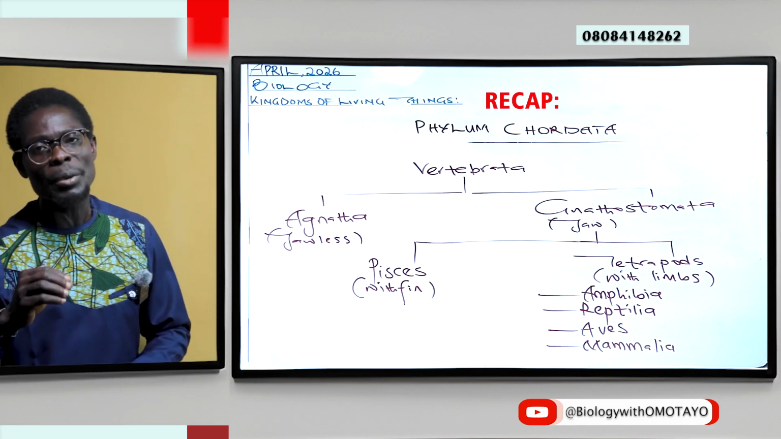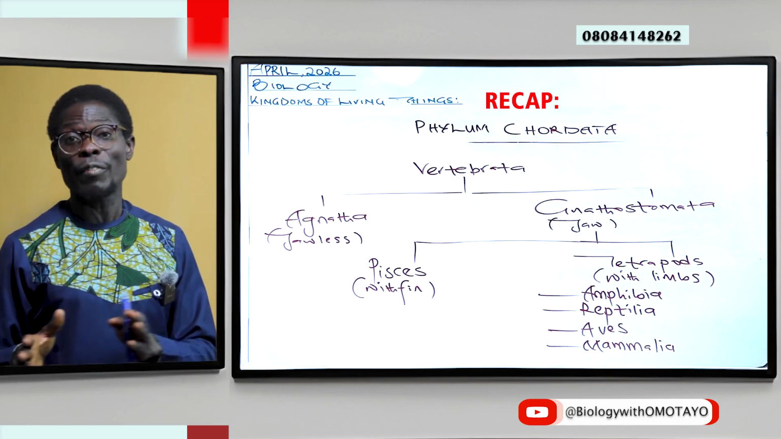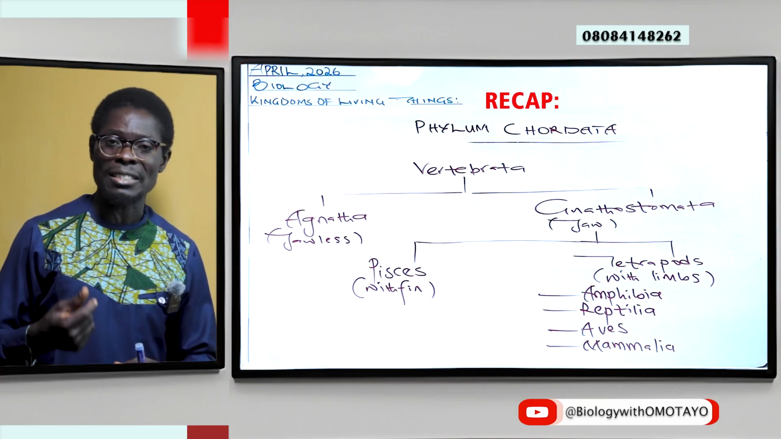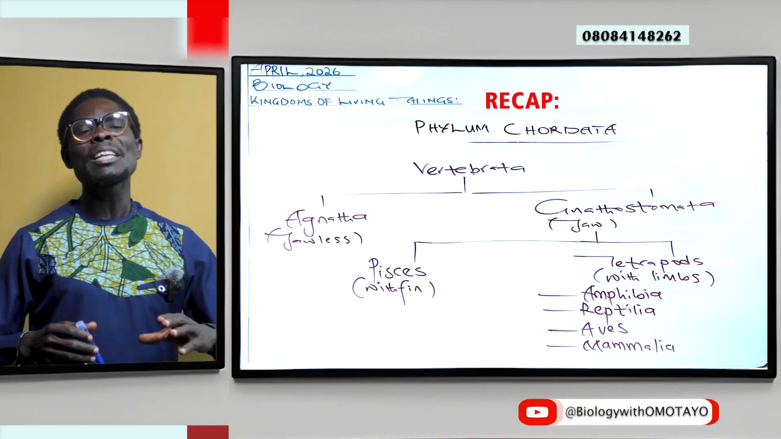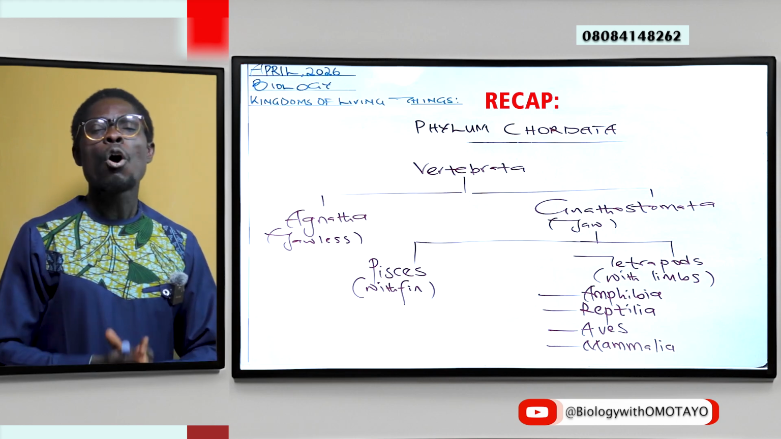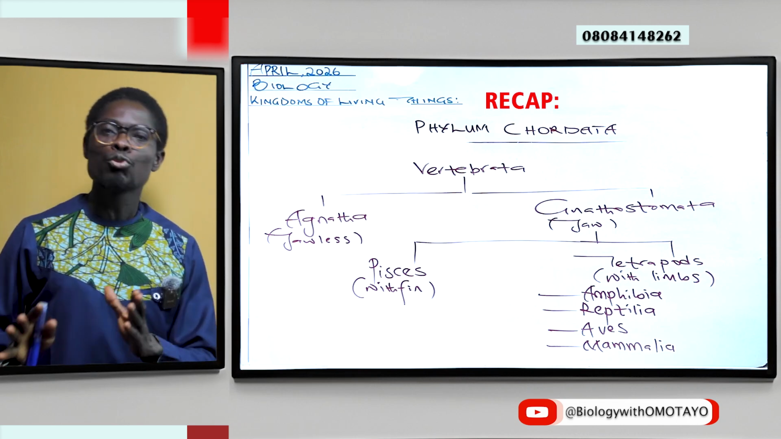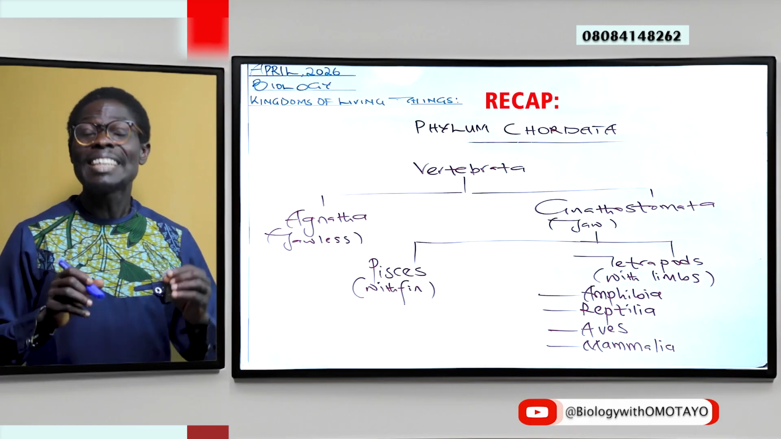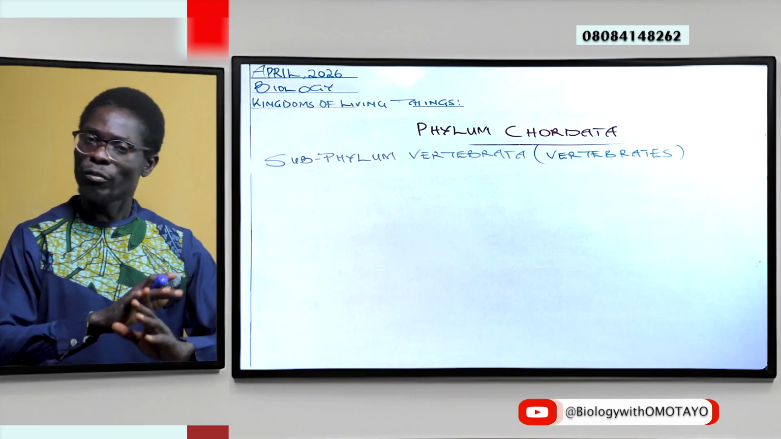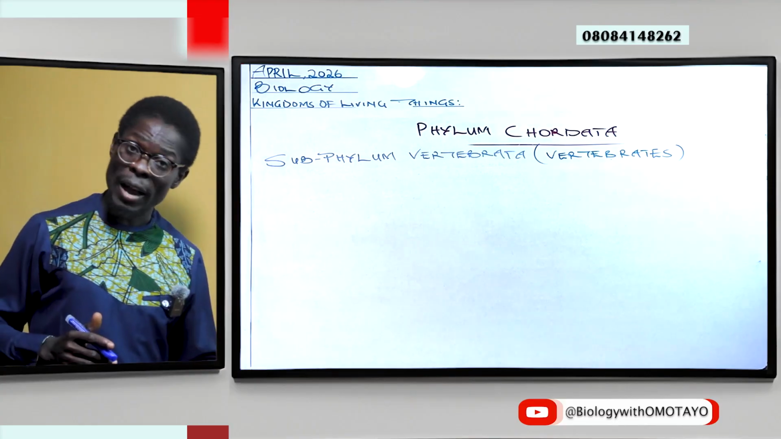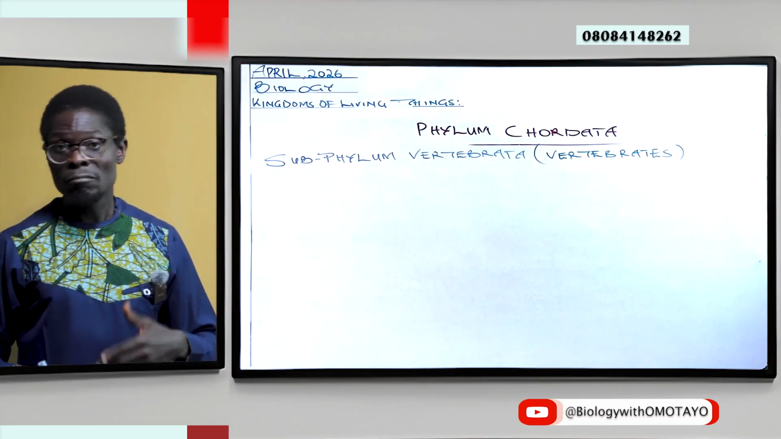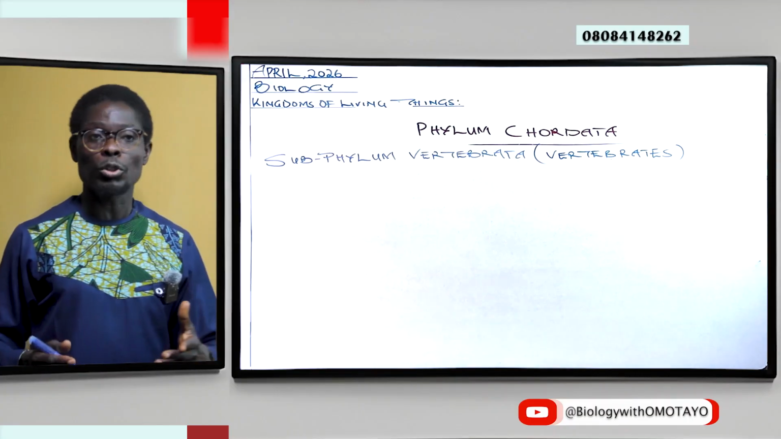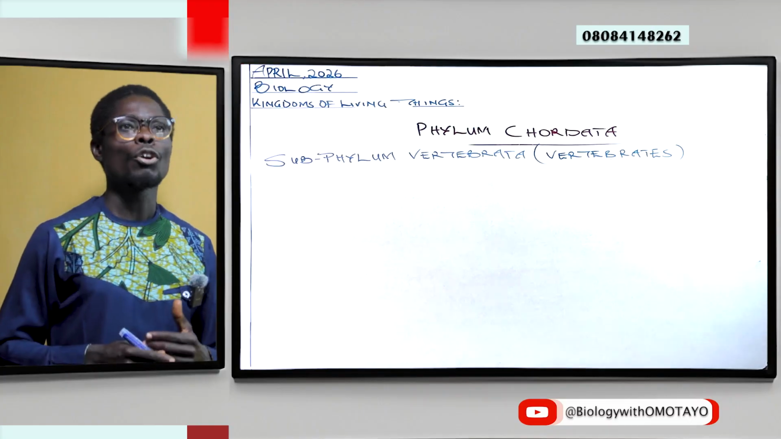However, before we begin to pick each of these groups, from Pisces, and start examining their basic features and unique characteristics, as well as examples, we'll quickly take the general characteristics of organisms that are grouped under the subphylum Vertebrata. That is to say, general characteristics of vertebrates, be it Pisces, Amphibia, Reptilia, Aves, or Mammalia. What and what do they really have in common? One.